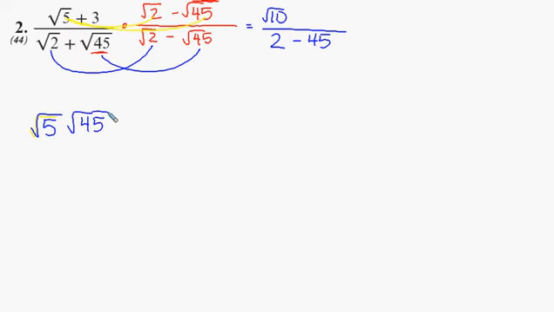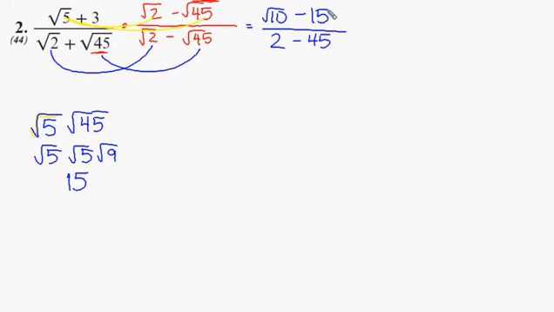If you break that up, you'll get the square root of 5 times the square root of 5 times the square root of 9. And I hope that you can see that that is equal to 15, because square root of 5 times square root of 5 is 5, square root of 9 is 3, so that whole thing actually just equals negative 15.